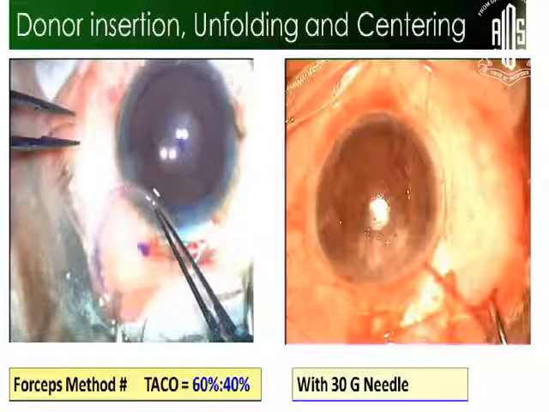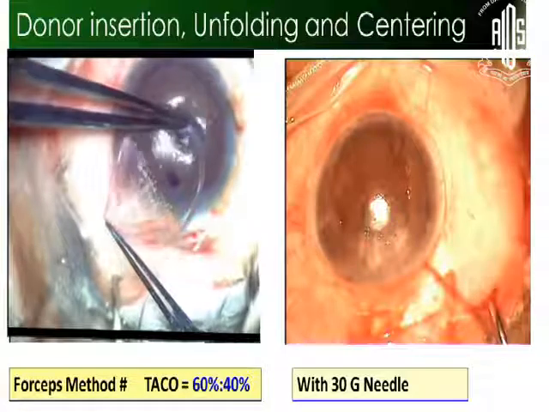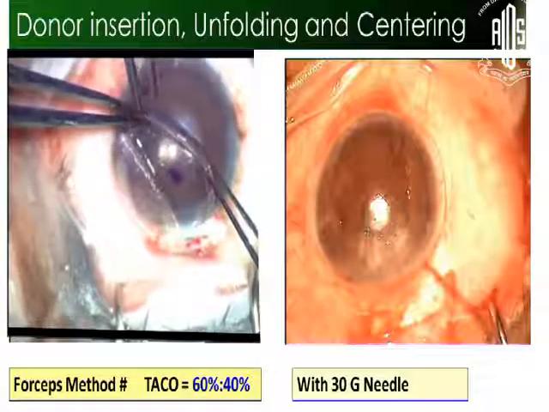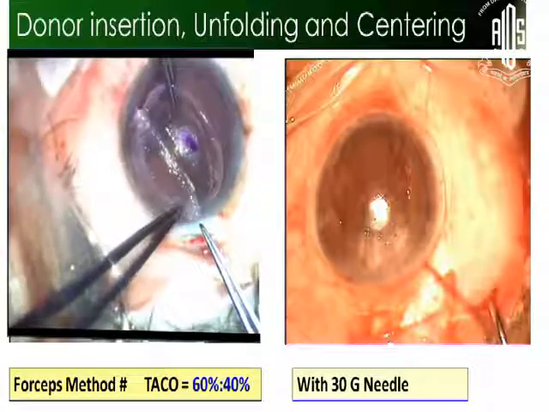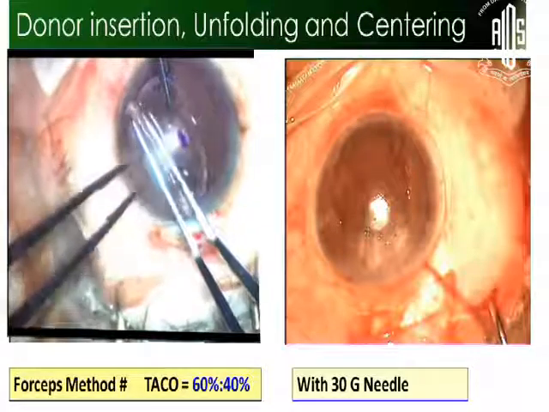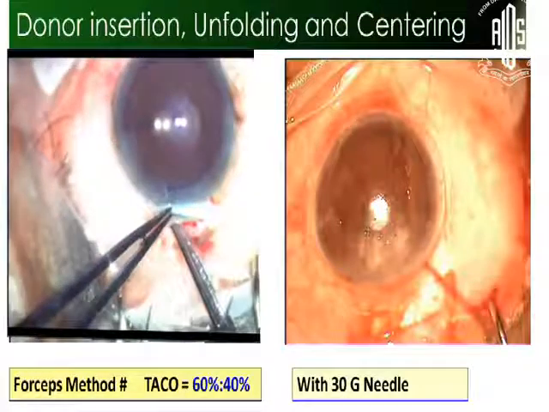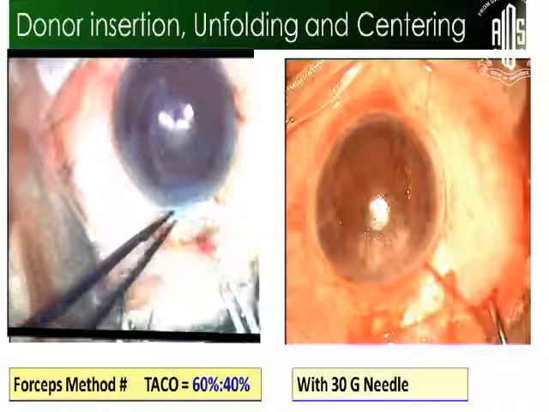Next is donor insertion. For donor insertion, I use the taco technique most of the time. This is a 60-40 ratio, so 60% anterior and 40% posterior. My assistant holds the anterior part, and whenever I am ready, I take the whole thing in from the ocular surface, so that donor damage is minimum.